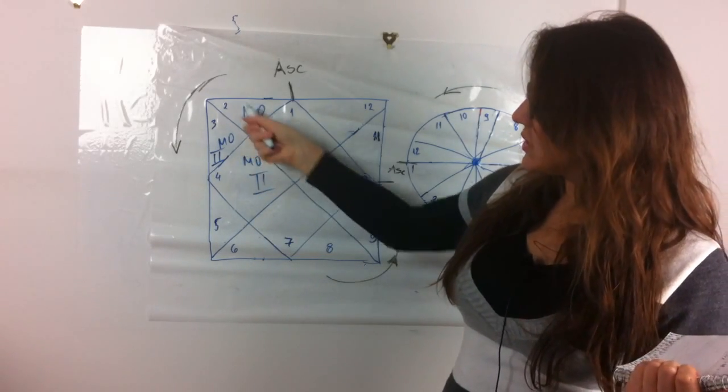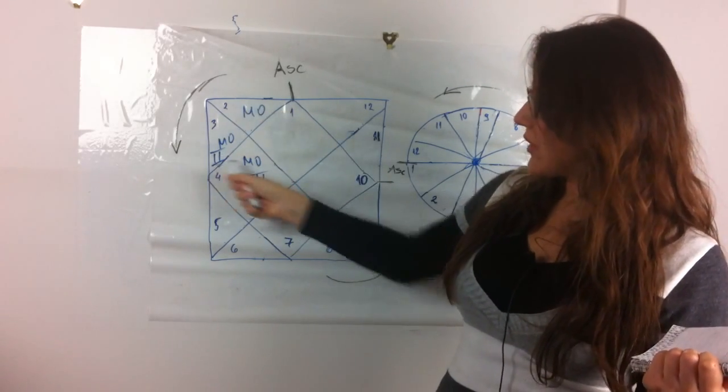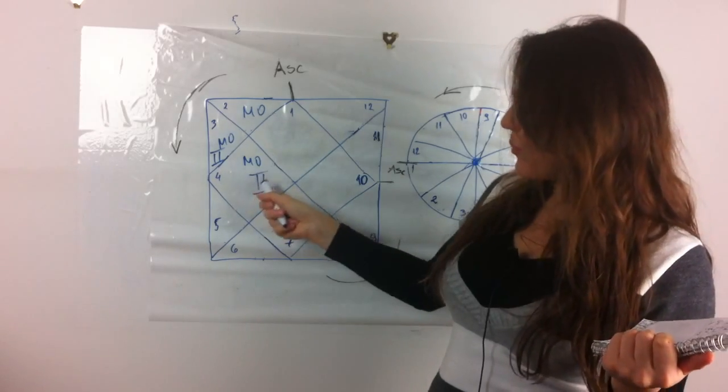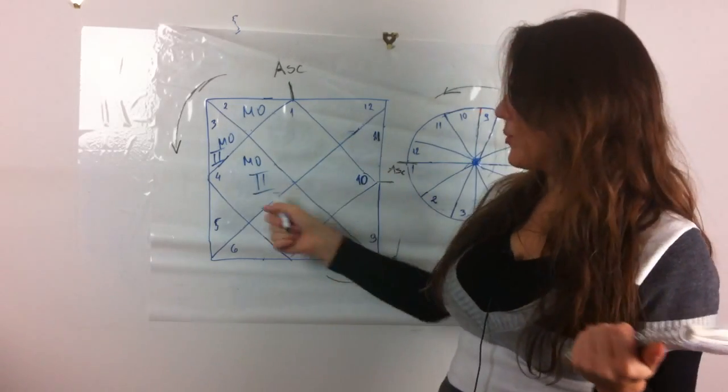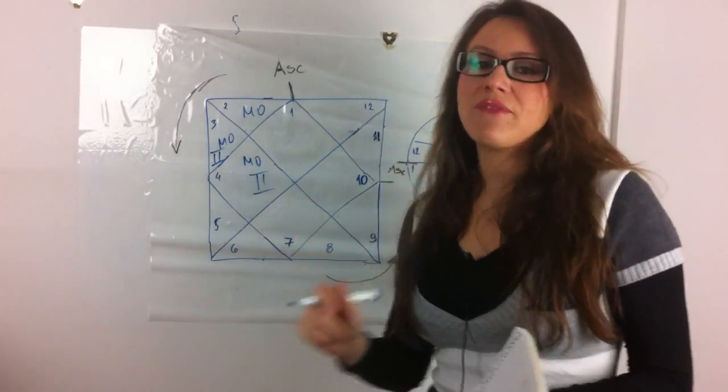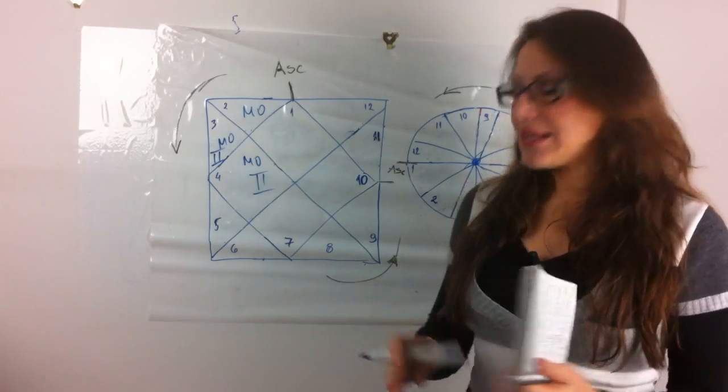But if the moon is in the second square or together with the Roman numeral 2 in my chart, then you have the moon in the second house. And what does it mean?